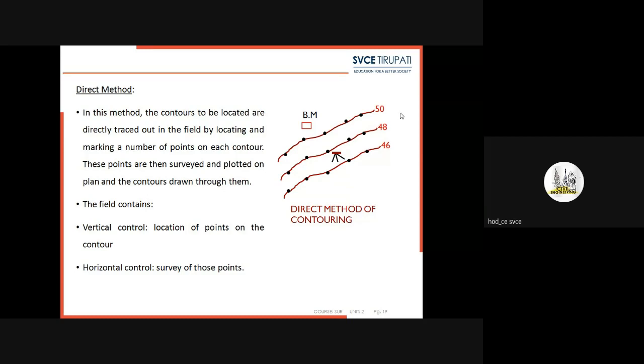Whatever value we are getting, we have to take that as the contour value. Based on the value, you have to join the points, that is, the same elevations, same RL points. See here, we have taken 46, 48, and 50. That means they are not decided before going to test the experiment. After testing and calculating the RLs, they then decide the contour line value. Okay.